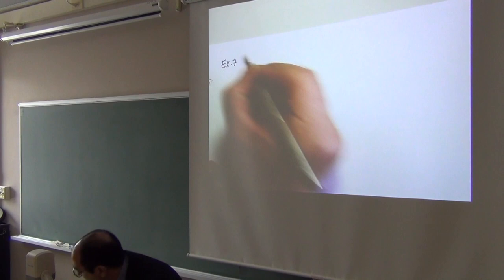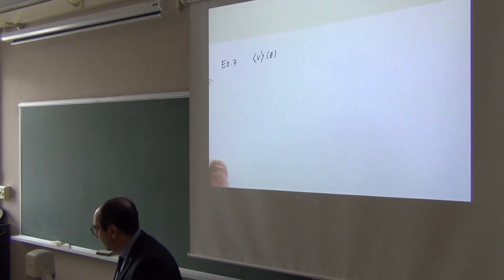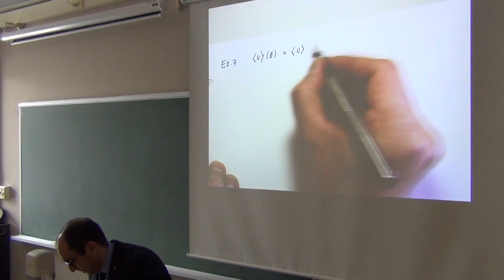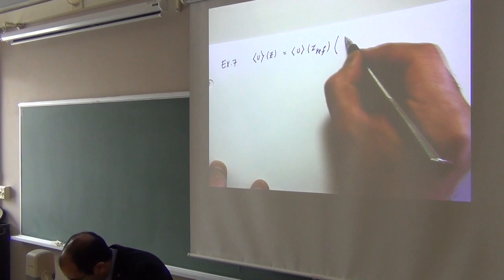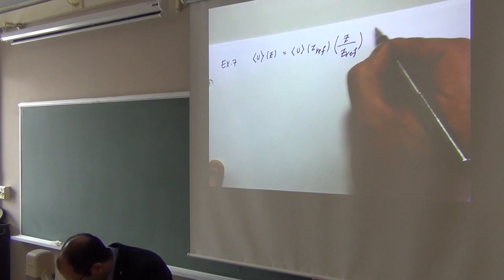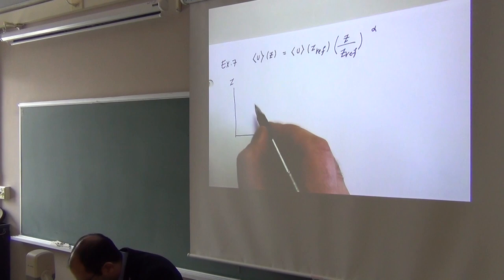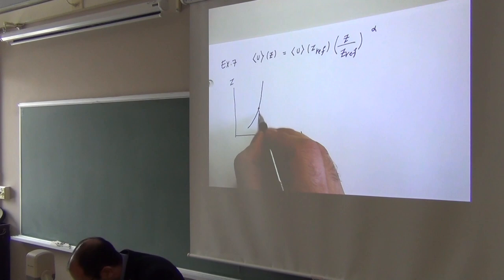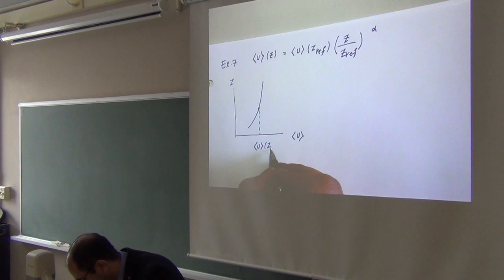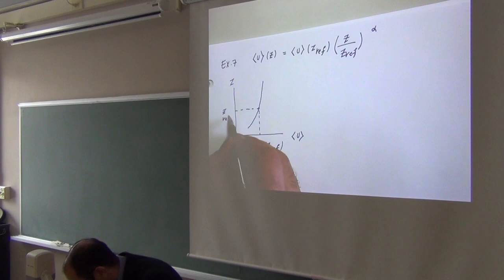So remember, that's exercise 7. U as a function of height given the parabola is. Which means that if you plot it, now this time I want to put U here on the horizontal axis and then Z. Which means that you should get something like this for a power law. And this is Z ref, or U at Z ref. And this is Z ref. Well, looks like a power law.